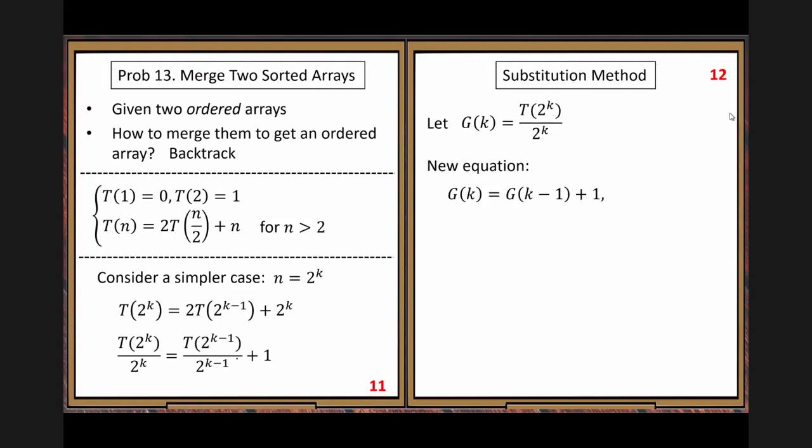We know, because we need to know the initial value of g. When you plug in k equals 1, we get g of 1 equals 1/2. That's the initial g function value. Do one iteration: g of k minus 2 plus 2. Because we replace g of k minus 1 by g of k minus 2 plus 1. 1 plus 1, 2. Okay?